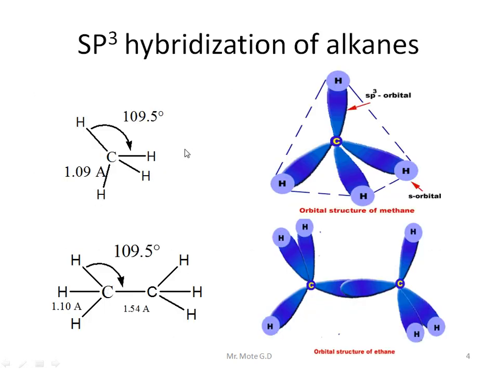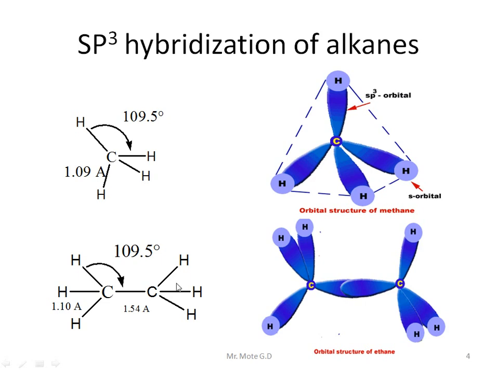Then we will have the structures. So this is the methane structure. This is the central carbon atom and hydrogen atoms are there, and the bond angle is 109.5 degrees. So these are the sp3 hybrid orbitals, and to each sp3 hybrid orbital we have attached a 1s hydrogen atom. So this is methane.